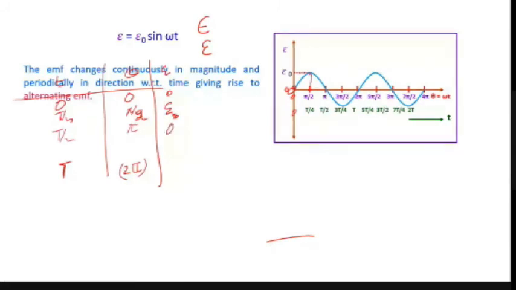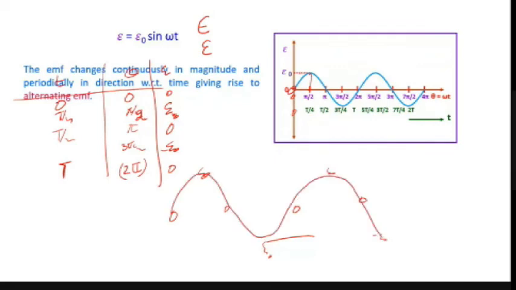Again, at pi it becomes 0. Next, at 3 pi by 2, it becomes minus E naught. At 2 pi, it becomes 0. So first 0, then E naught, 0, minus E naught. Then 0, then E naught, then 0, then minus E naught. This is nothing but the plot of sine theta. That's all, no need to explain much.